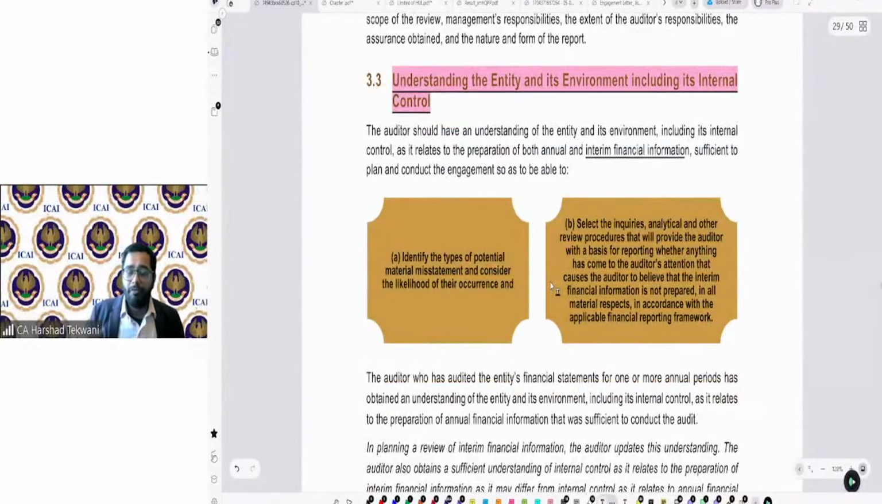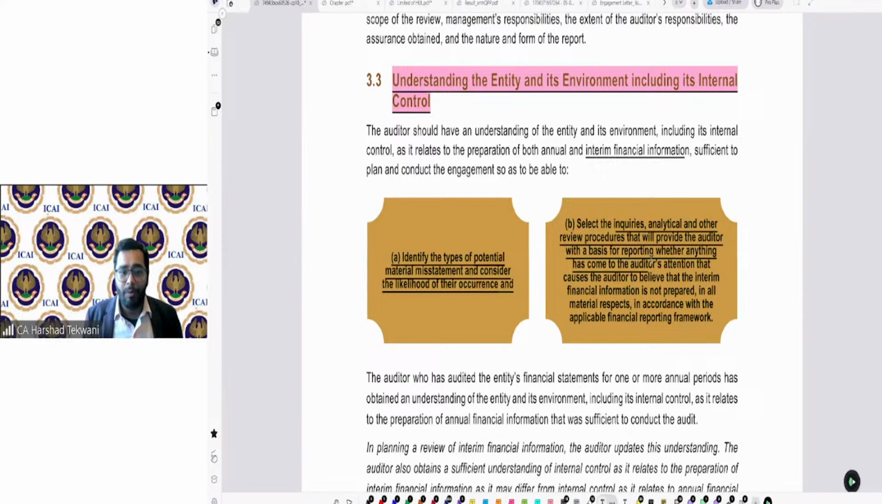Now we need to perform procedures in SRE 2410, a review engagement of interim financial information, with respect to potential misstatements and the likelihood of their occurrence, plus inquiries, analytical procedures and other review procedures. These provide the auditor a basis for reporting whether anything has come to the auditor's attention that causes the auditor to believe that the interim financial information is not prepared in all material respects with the applicable financial reporting framework. Same as we saw in SRE 2400, just applicable to interim financial information.